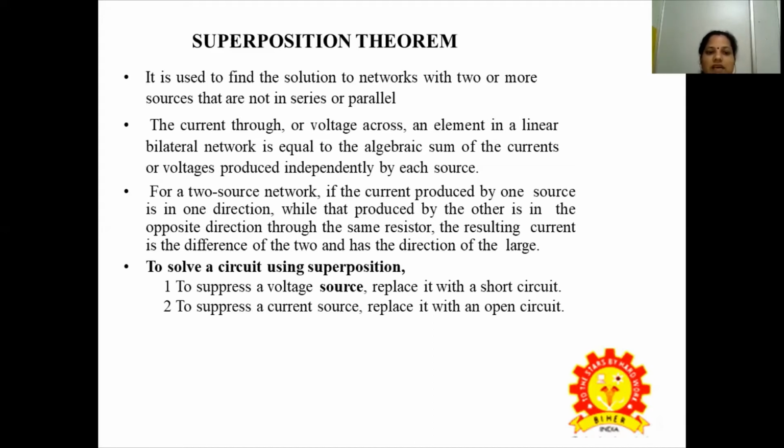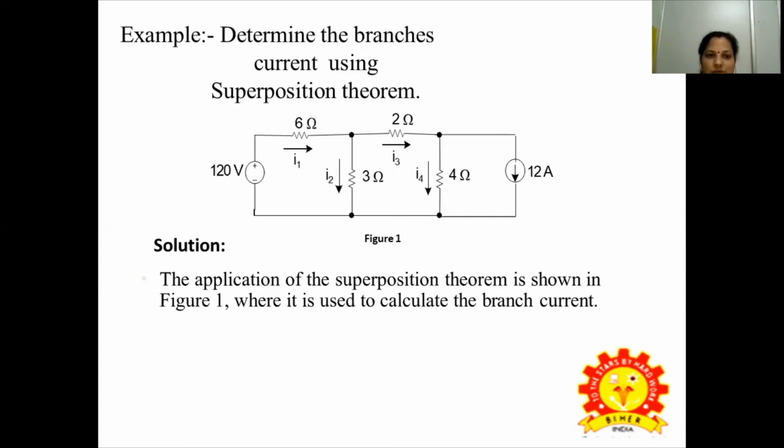To solve a circuit using the superposition theorem, first suppress the voltage source by replacing it with a short circuit. Second, suppress the current source by replacing it with an open circuit. Here is an example of determining the branch currents using the superposition theorem. Solution: the application of the superposition theorem is shown in figure 1, where it is used to calculate the branch currents.